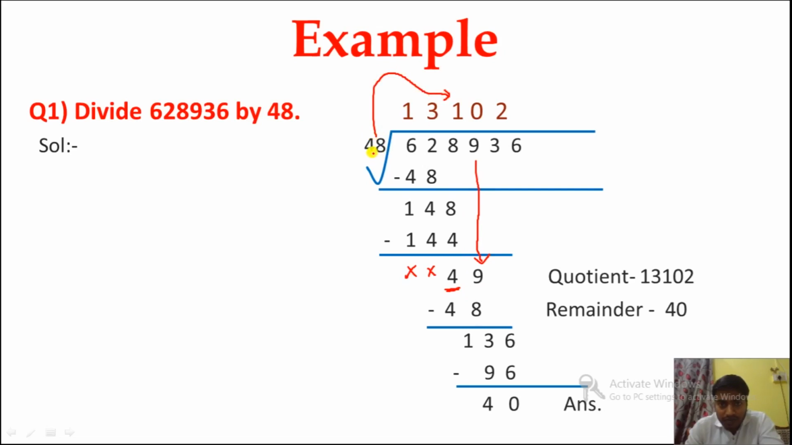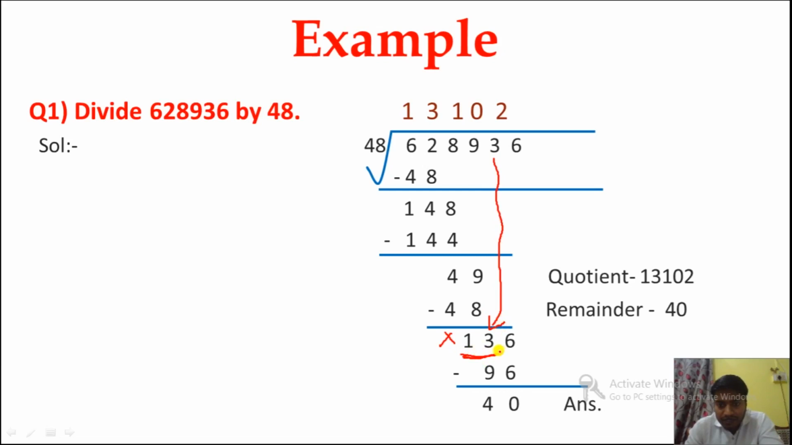Okay, so when we multiply 48 by 1, we'll get 48 only. Now we have to subtract. So 9 minus 8, 1, 4 minus 4, 0 or give cross mark. Clear? So here we got 1. Okay, now bring down this 3 here. Clear to you? Now it became 13.